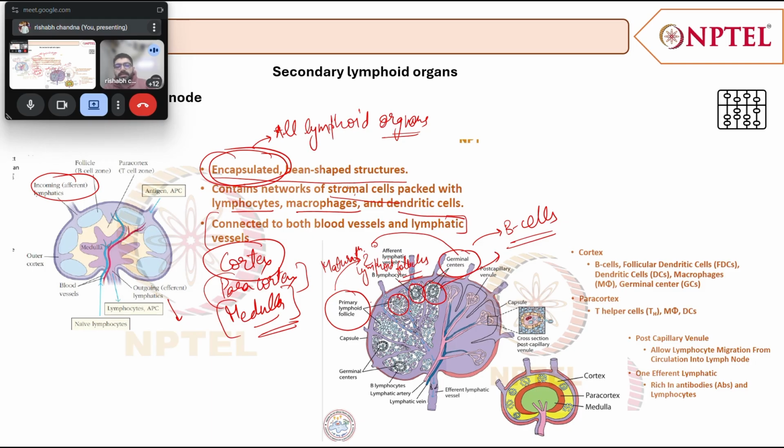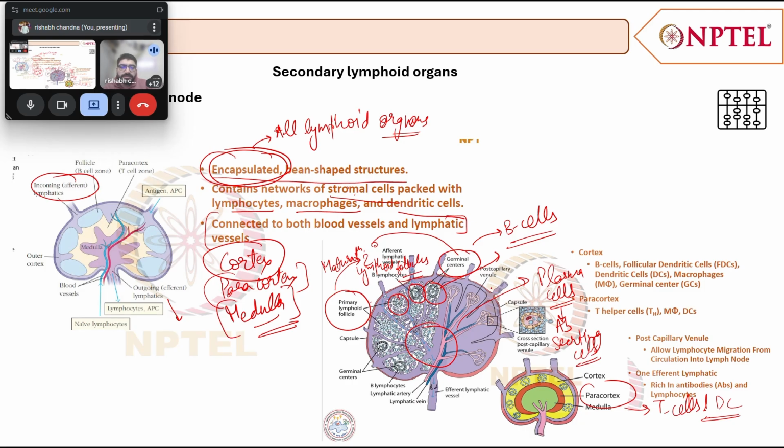Then on the inner side we have the paracortex region. This paracortex region basically has the T cells and the dendritic cells in it, where the interaction takes place. And then comes the innermost region, that is the medulla, that contains the plasma cells or the antibody-secreting cells. Fine. Now there are certain more components.